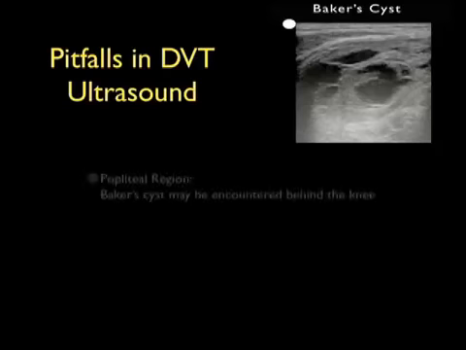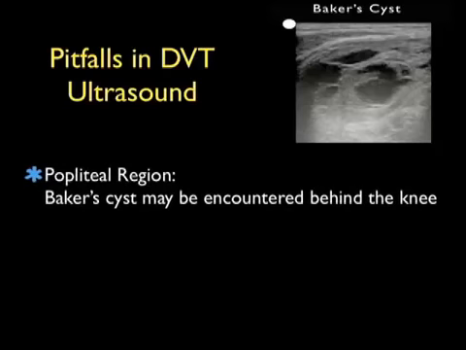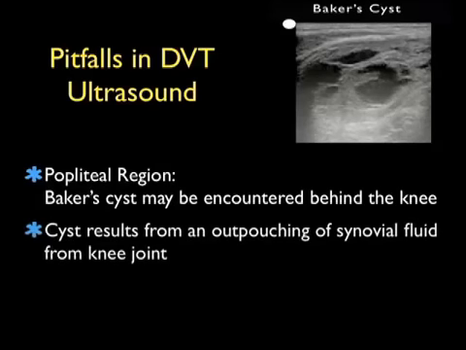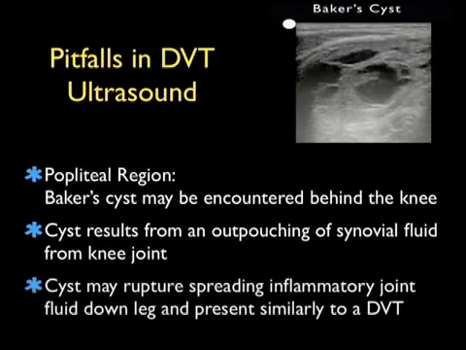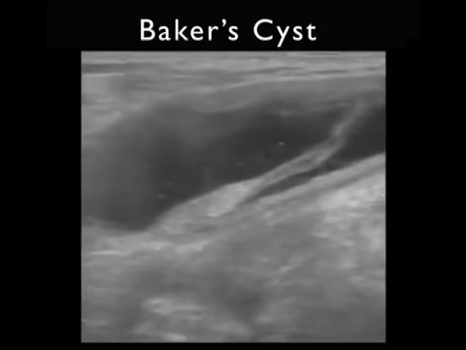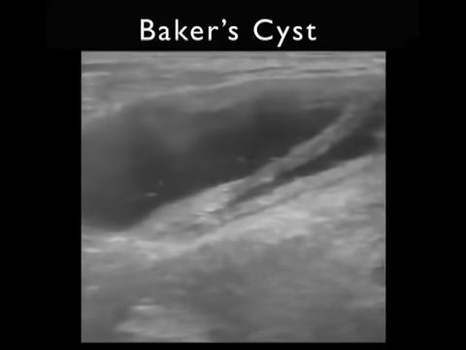As we progress down the leg, we can encounter another potential pitfall within the realm of DVT ultrasound, and that is the alternative finding of a Baker's cyst. A Baker's cyst can be encountered just behind the knee within the popliteal region. This cyst can result from an outpouching of synovial fluid from the knee joint, usually in patients with advanced arthritis. Unfortunately, the Baker's cyst can rupture, spreading inflammatory joint fluid down the leg and can present very similarly to a DVT.